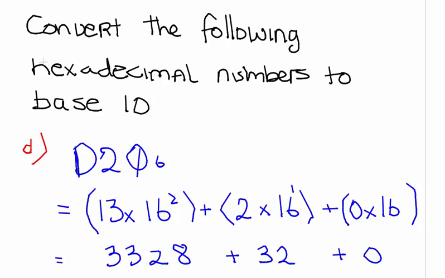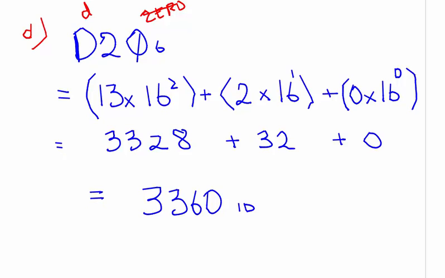And finally, just a quick one to finish up with. D20. So that's D, and that's 0, just to be clear. D is 13, so 13 times 16 squared plus 2 times 16 to the power of 1 plus 0 times 16 to the power of 0. I should have a 0 there. So what we have there is 3,328 plus 32 plus 0. Altogether, that brings us to 3,360 to the base 10. So we leave that there.